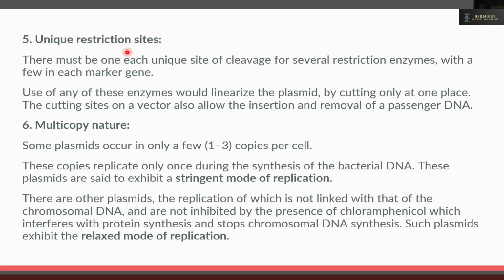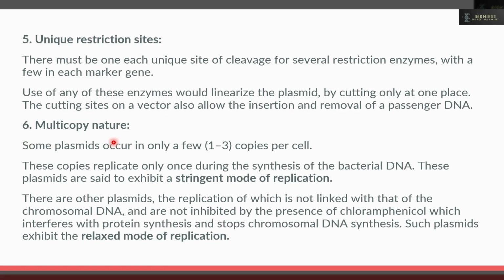The next feature is that they have unique restriction sites. If you remember, the restriction enzyme cuts at a specific site, right? That site is known as the restriction site, also the recognition site. In the plasmid, there are restriction sites for different restriction enzymes. So you can use any of these restriction enzymes to modify your plasmid, which makes it very easily modifiable.